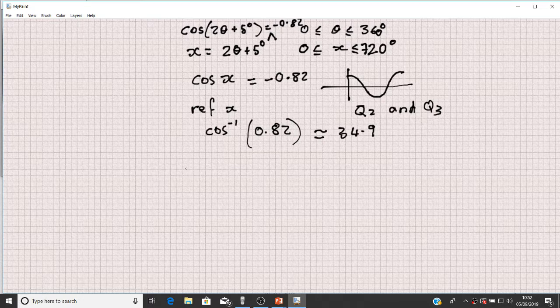It's not a solution. So x1 we know is in Q2, which is going to be 180 degrees minus the reference angle, 34.9. And that gives me 180 minus 34.9 is 145.1.